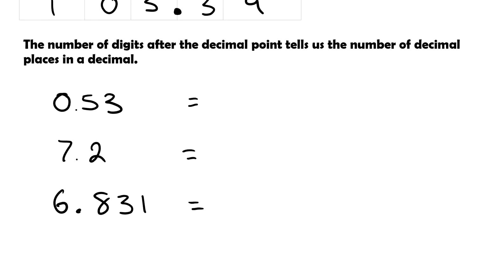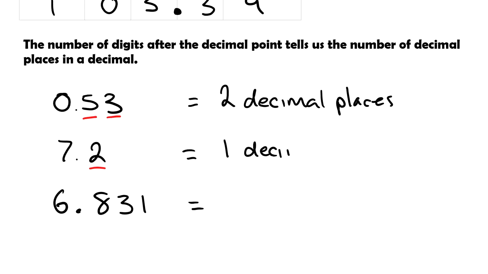Alright, so the number of digits after the decimal point tells us the number of decimal places in a decimal. So if you're asked later on how many decimal places are in this number, you could say it. For example, in 0.53, you count how many positions after the dot. So this has 2 numbers after the dot, so you'd say this has 2 decimal places. The next one has 1 after it, so this has 1 decimal place. And lastly, this has 1, 2, 3, so this has 3 decimal places.